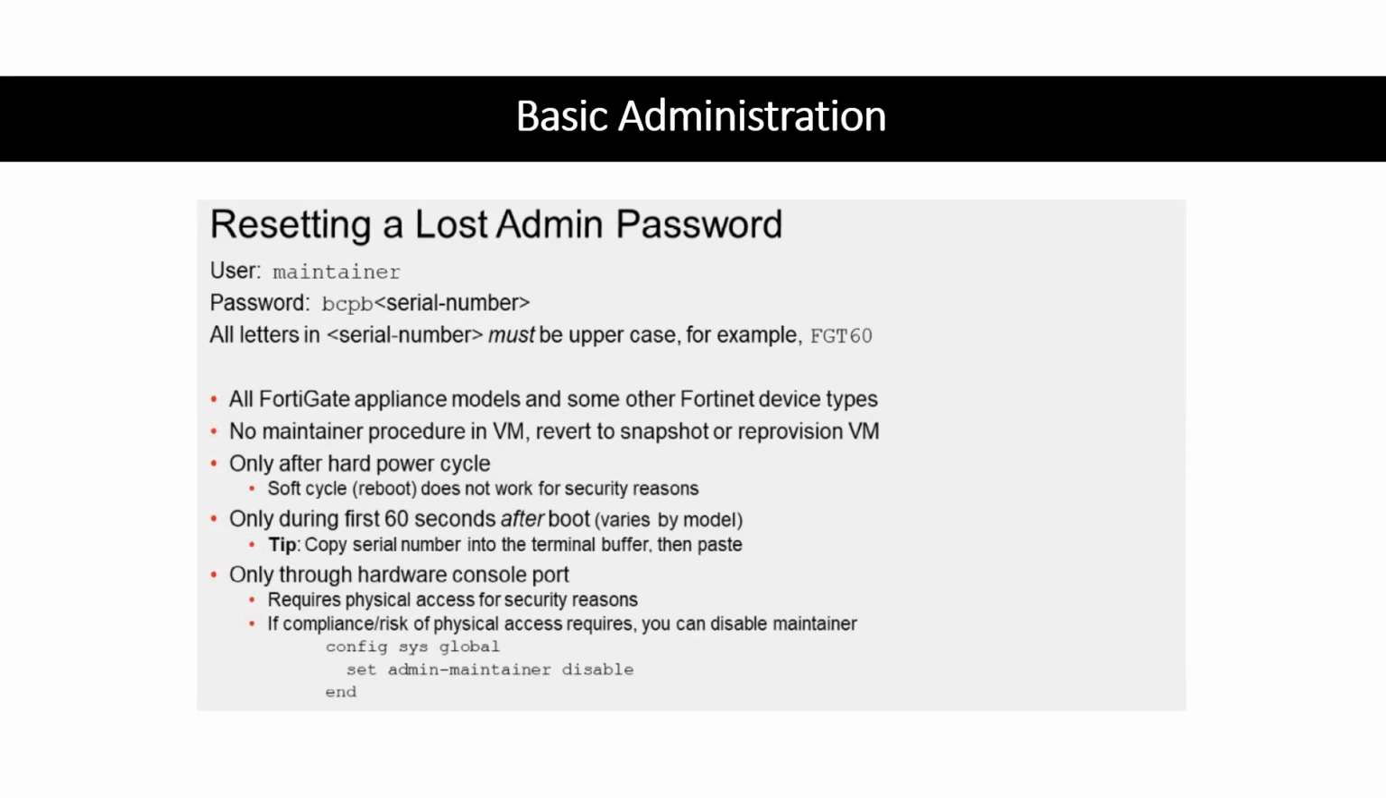If you're watching it, you have your console cable plugged in, and there are a couple of things you need to look for. When it's booting up, you see the serial number. Go ahead and copy that serial number down and get ready to paste it, because the username is going to be maintainer, but the password, like you guys can see on the screen, is going to be bcpb followed by the serial number of your FortiGate.